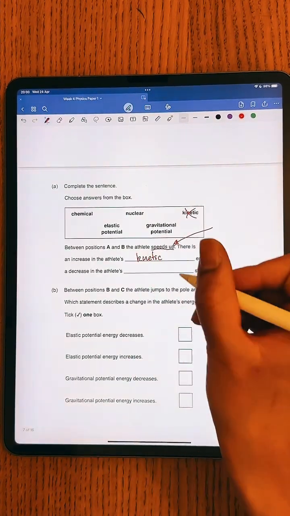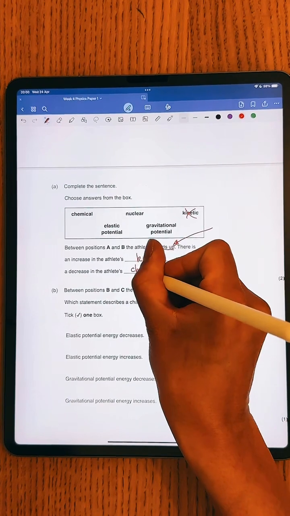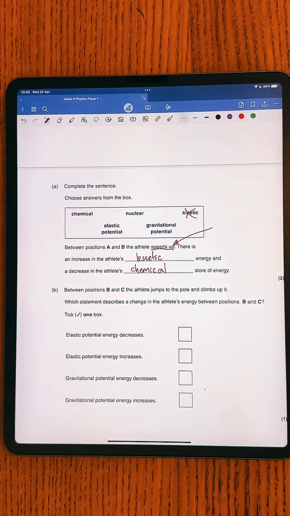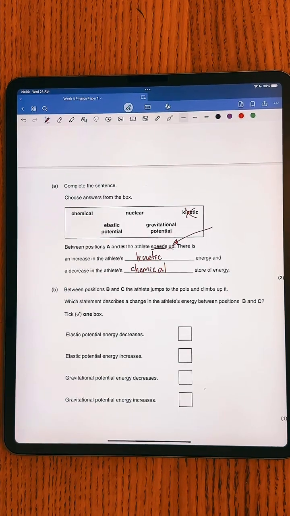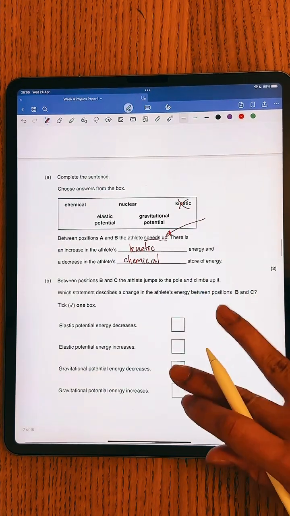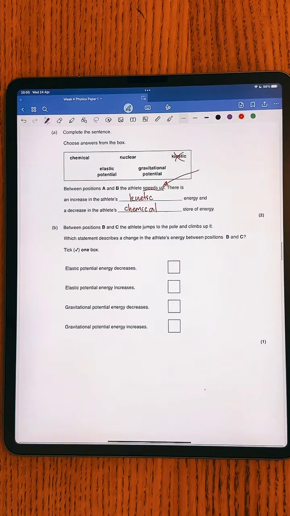So it'll be a decrease in the athlete's chemical energy. Well done. Yeah, chemical energy is energy from releasing bonds. So you basically get it from any reaction, pretty much. Any reaction that releases energy or has the potential to release energy would be chemical.